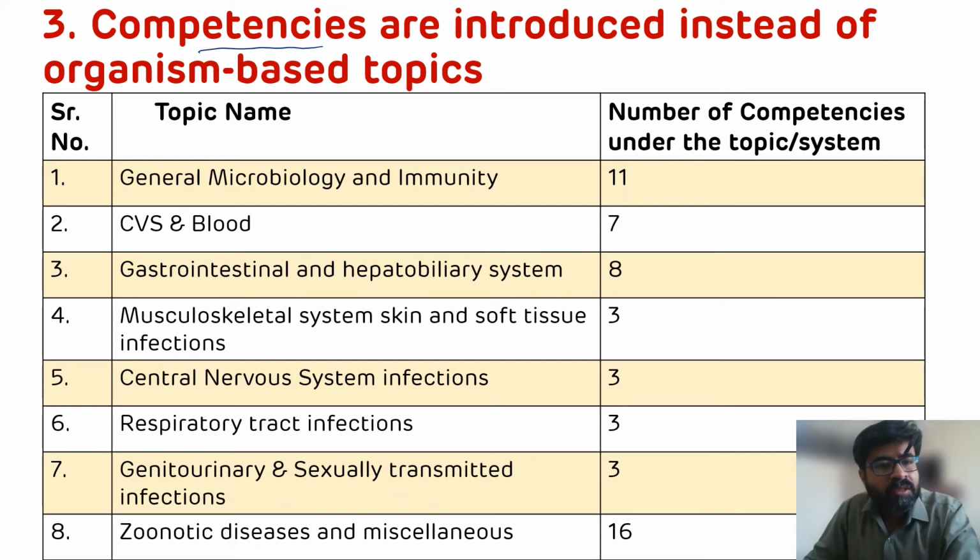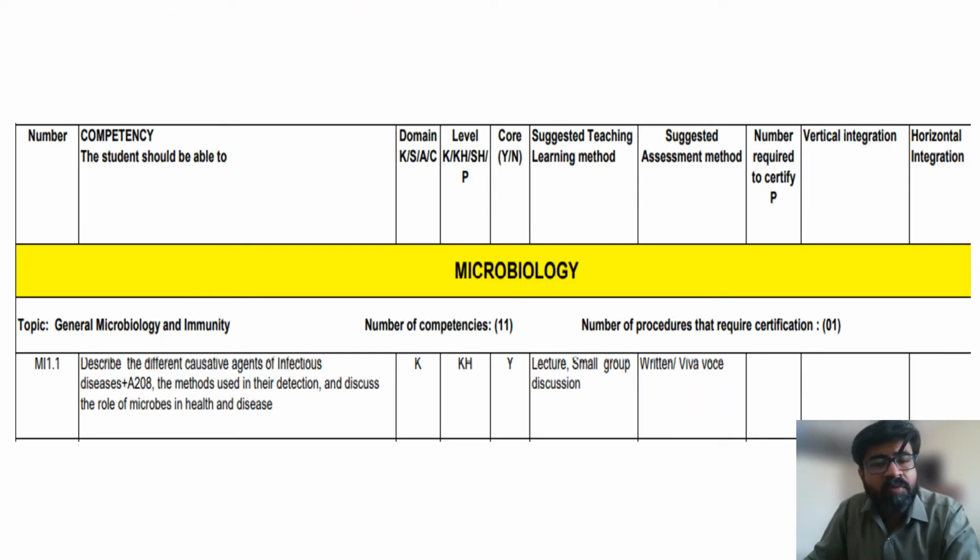So in CBME microbiology, they have given 8 major topics, right? And under each topic there are various competencies. The number of competencies is mentioned under each topic and system. They have also provided a document. MCI has given the document which describes these competencies and how we can teach and assess them.